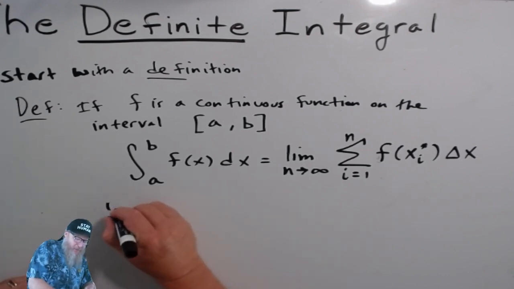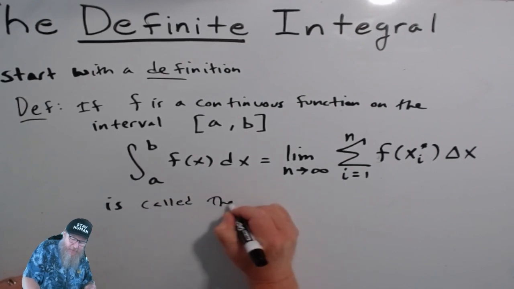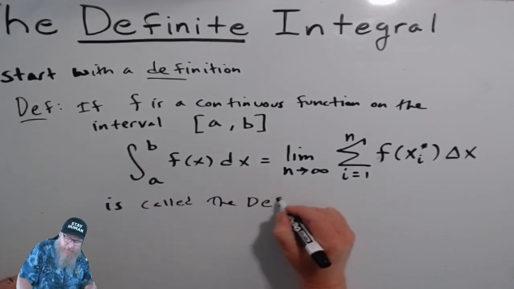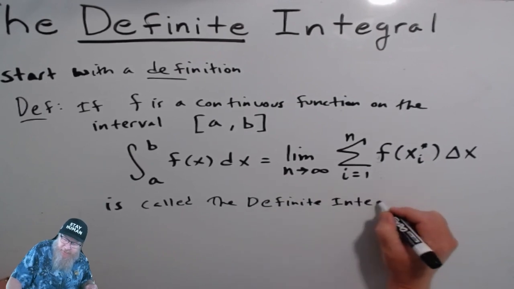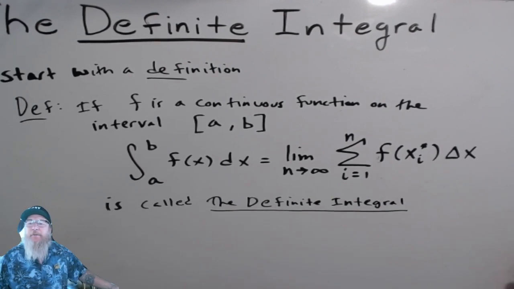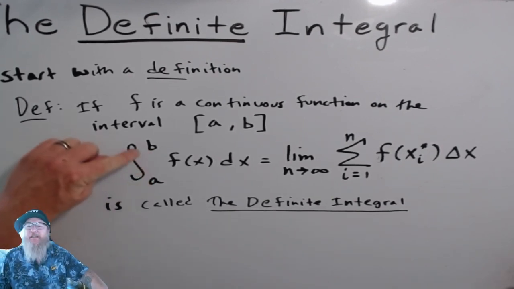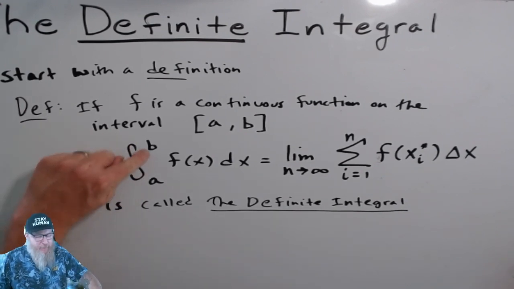So this is called the definite integral. We've already had a lot of experience with indefinite integrals. The whole beginning of Chapter 4 was focused on indefinite integrals, and now we have the definite integral from a to b.